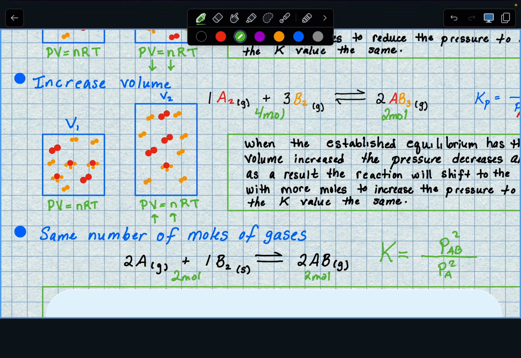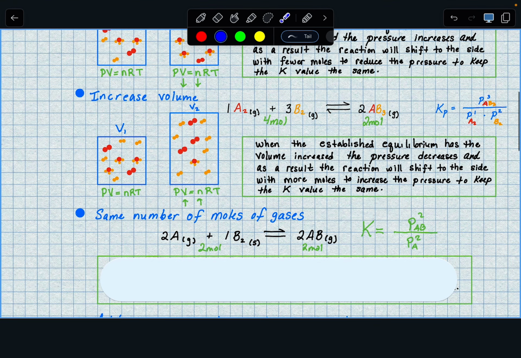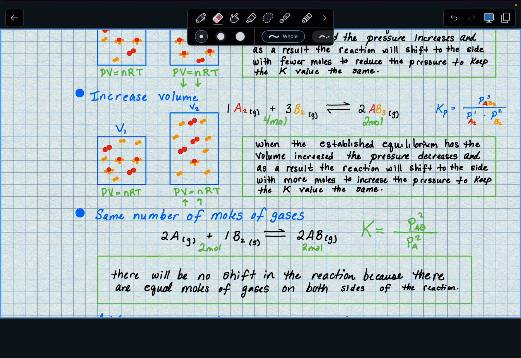But since they both are the same number, if we tried to change the volume, it wouldn't have any effect because both sides have the same number. So don't kind of fall into that trap. First off, remember that solids do not go into the equilibrium expression. And secondly, there'd be no shift in this reaction because they have equal moles on each side.